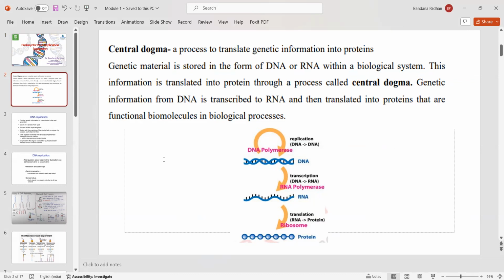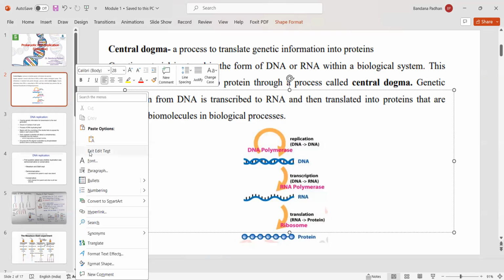Usually, as we know, the central dogma is a process to translate genetic information into protein, where the genetic material is stored in the form of DNA and RNA within a biological system. Genetic information from DNA is transcribed to RNA and then translated to protein, which are functional biomolecules in the biological process.